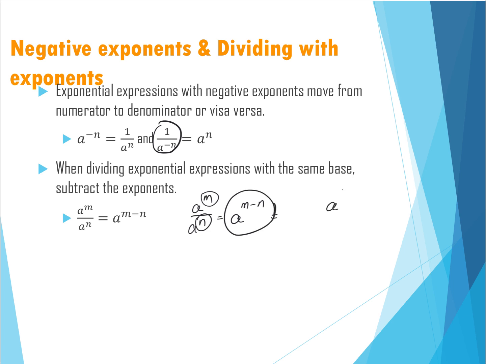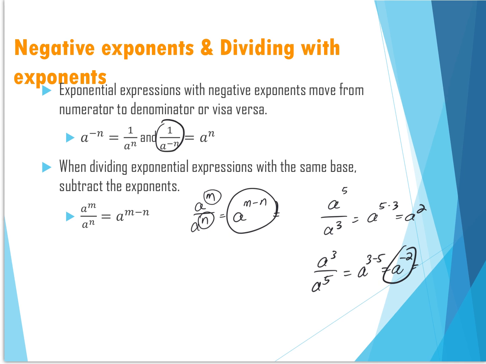So again, if you do a to the 5th over a to the 3rd, then it's a to the 5 minus 3, which is a to the 2nd. If you have it reversed, a to the 3rd over a to the 5th, that's a to the 3 minus 5, which is a to the negative 2. We don't consider a negative exponent a simplified exponent or a simplified number, so we have to make the exponent positive, which we just learned up here: we move it to the denominator spot and it becomes 1 over a squared.